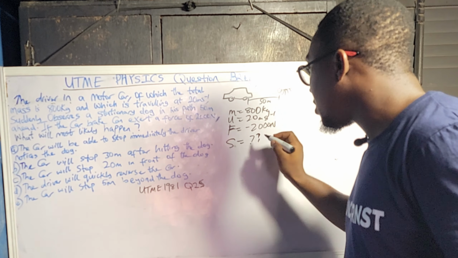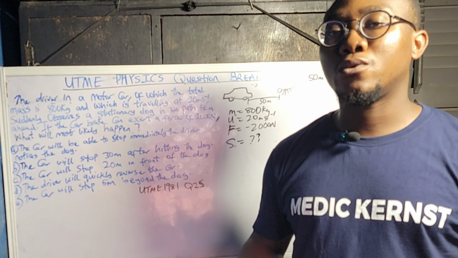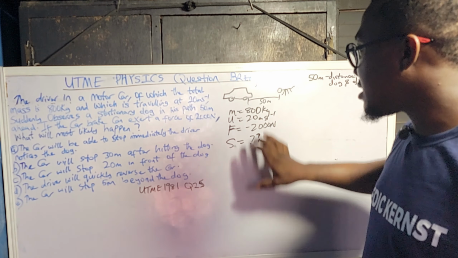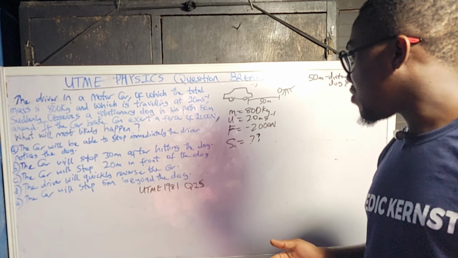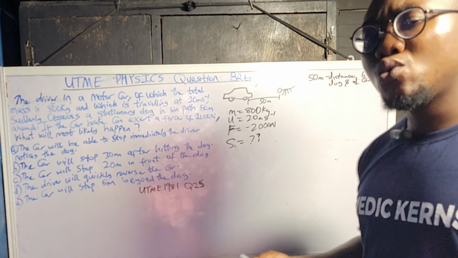So now we've written out all the parameters we are given and the parameters we are looking for. The next thing we do is to ask what formula links all this together. Since we're looking for distance covered, what is the formula that links all these things together? So then you go back to what?